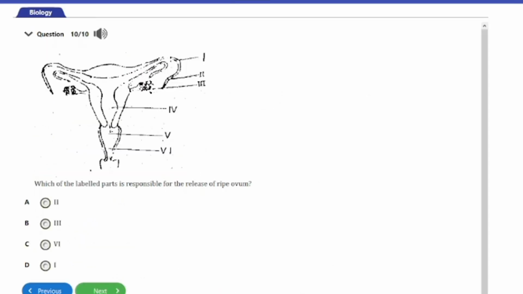It says, which of the labeled parts is responsible for the release of ripe ovum? We have A, II; B, III; C, VI; D, I. So guys, the answer to this question is option B, III. That's where the ripe ovum is being released from, and that's the answer to this question here.